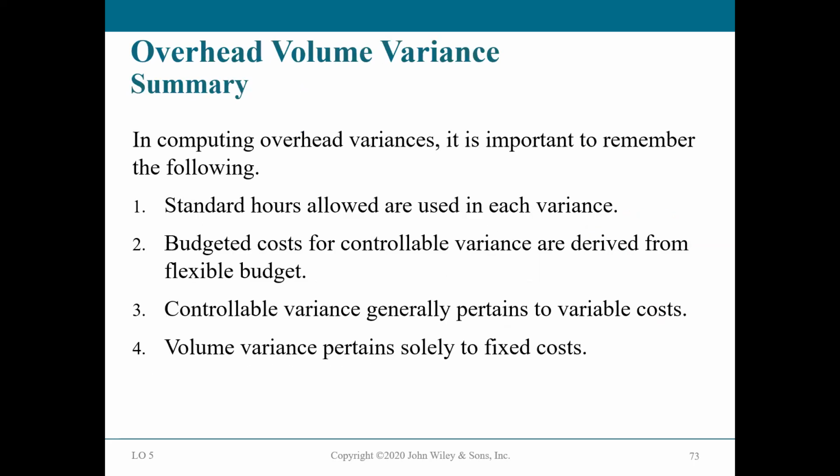And last slide in summary, in computing overhead variances, it is important to remember that standard hours allowed are used in each variance, so you always want to use your standard. Budgeted costs for controllable variance are derived from the flexible budget. So for the controllable variance, you look at your flexible budget based on what was expected. The controllable variance generally pertains to variable costs because you can determine how much you consume. And volume variance pertains solely to fixed costs. So fixed costs are the only ones that have the volume variance. And that's it for chapter 17.